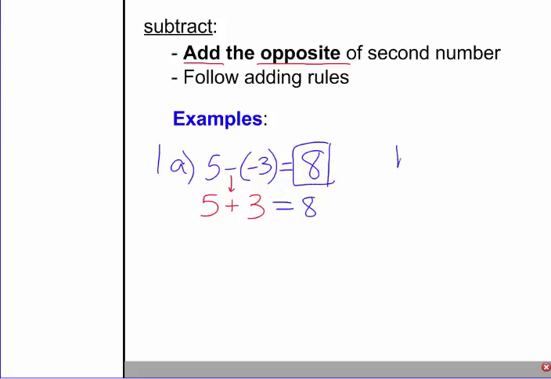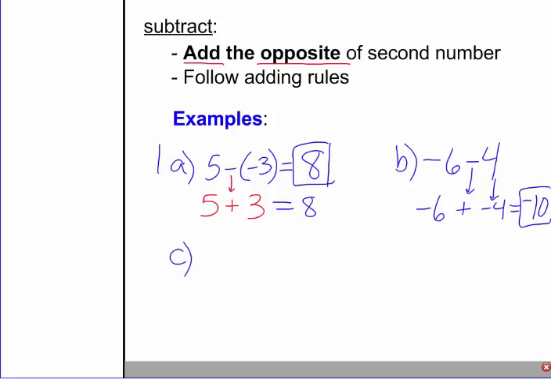So the answer to 5 minus a negative 3 is 8. So here's another example. Negative 6 minus 4. So the first number stays the same. The minus becomes a plus. That's the adding part. The opposite of a positive 4 is a negative 4. Now my signs are the same. So when the signs are the same and you're adding, you just add the numbers, and your answer has the same sign. So negative 10.